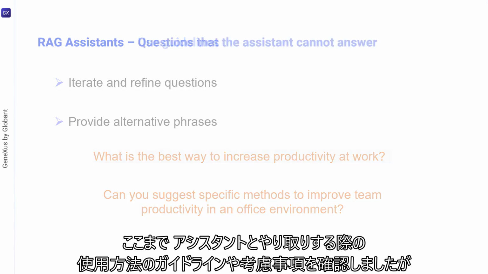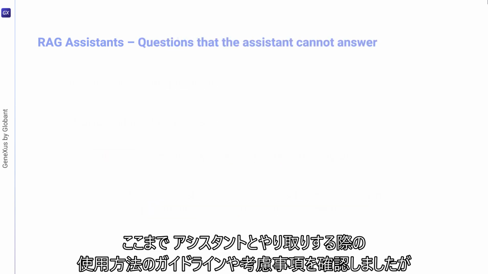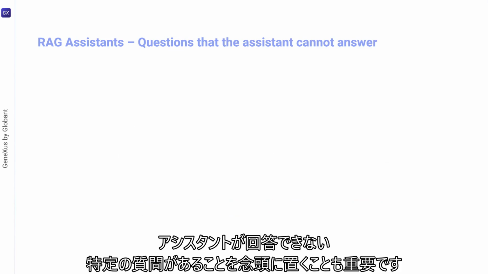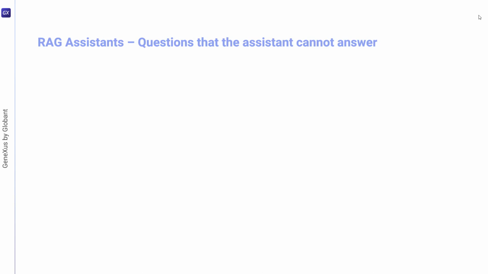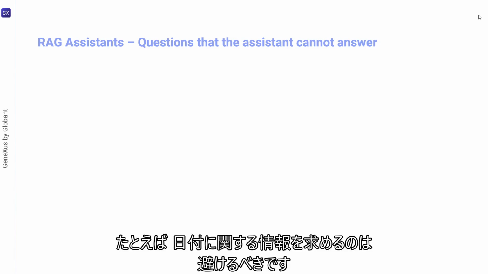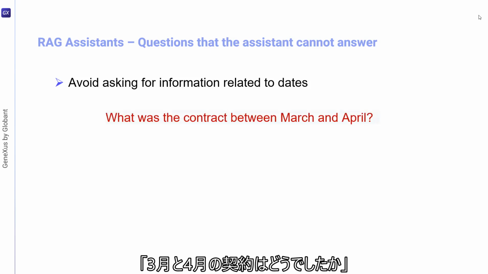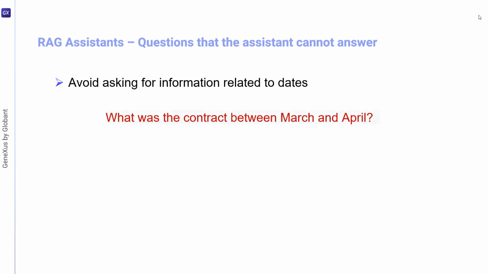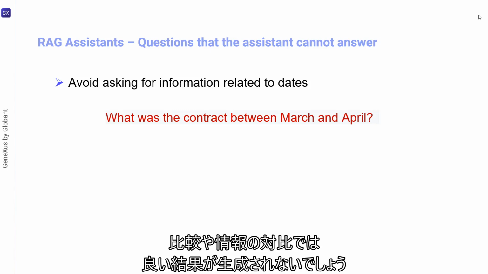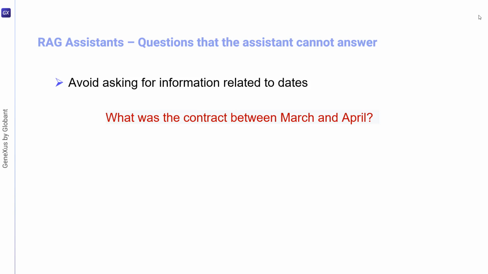Okay, just as we've seen usage guidelines and considerations when communicating with an assistant, it's also important to keep in mind that there are certain questions that the assistant cannot answer. For example, we should avoid asking for information related to dates. Something along these lines would not be advisable. What was the contract between March and April? Comparisons or contrasting information are not expected to yield good results.